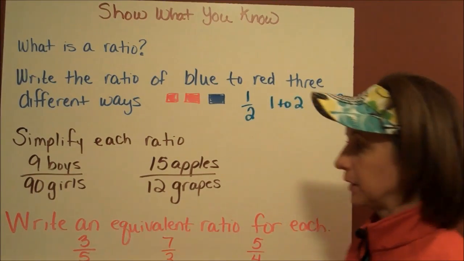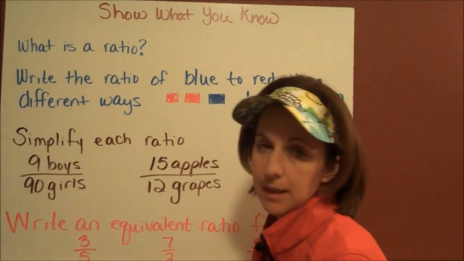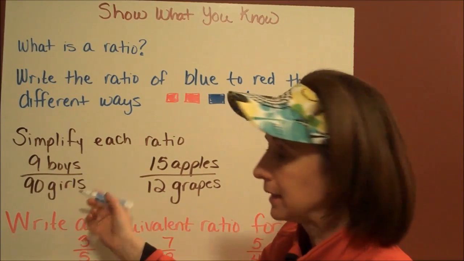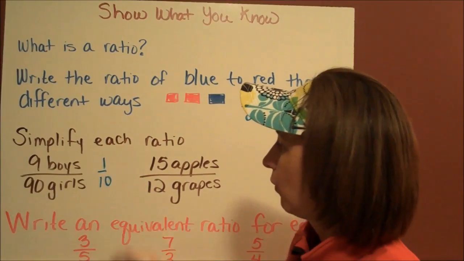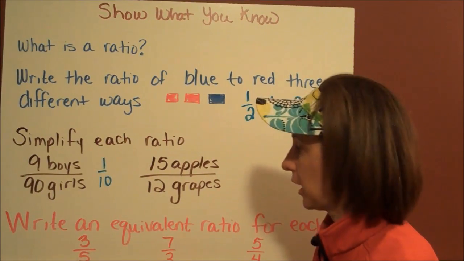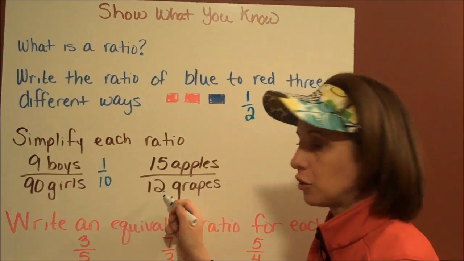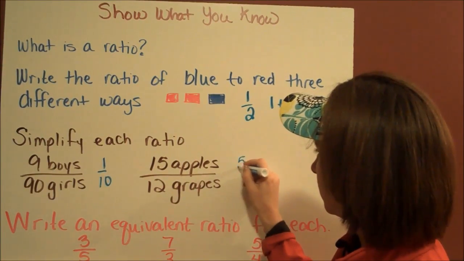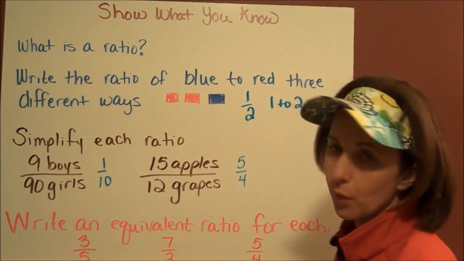Simplify each ratio. So this is a ratio of 9 boys to 90 girls. 9 to 90 could simplify to a 1 to 10 ratio. 15 to 12 could simplify to a 5 to 4 ratio.